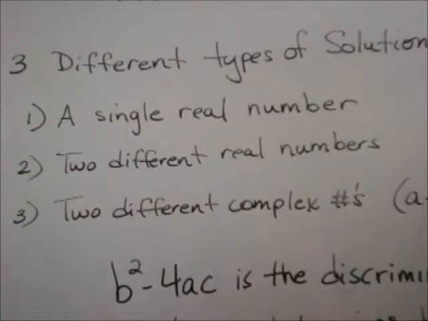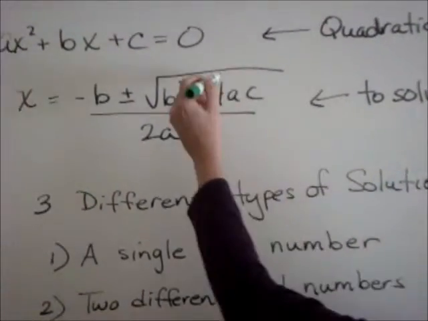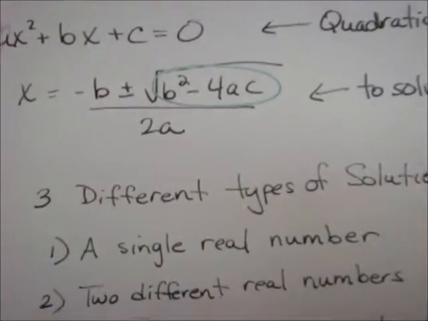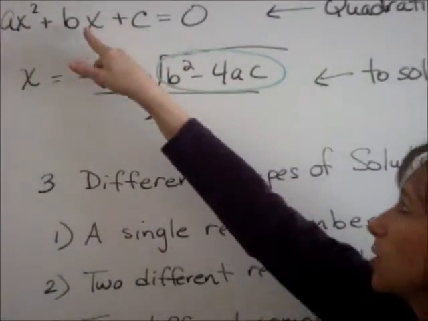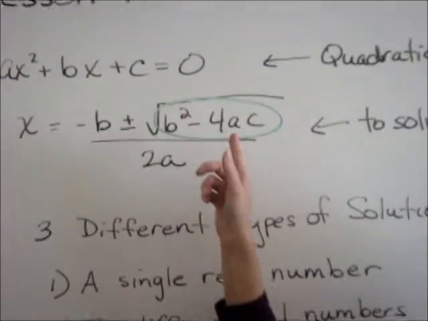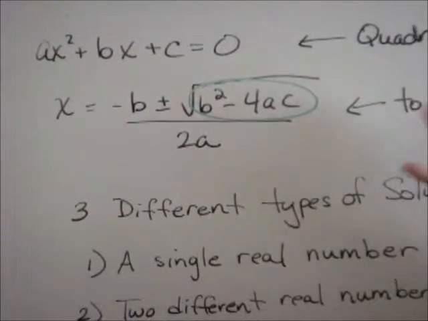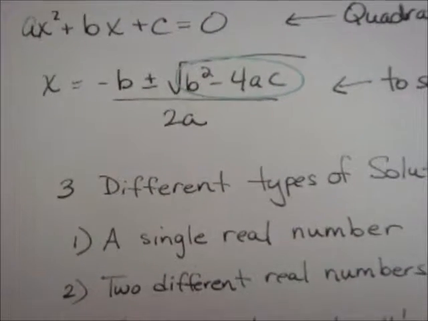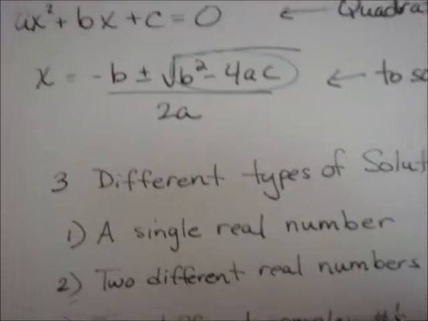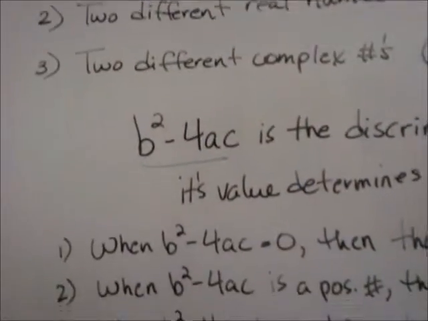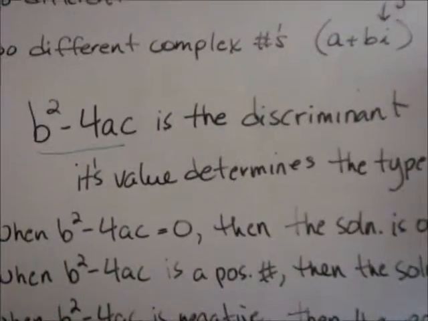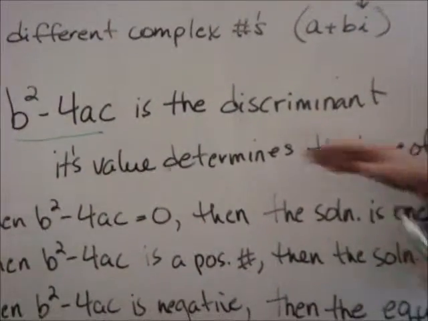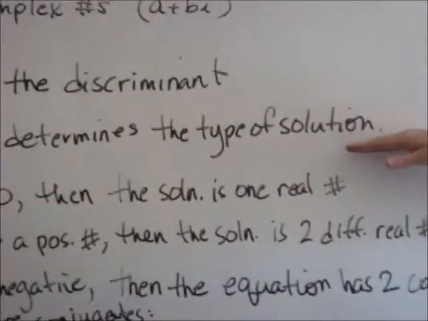Inside the quadratic formula is a thing called the discriminant. This is the discriminant right here. It's b squared minus 4ac. If we put our b in here, our a in here, and our c in here, and find out what we get, we can determine whether it's going to have a single real number, two different real numbers, or two different complex numbers. So b squared minus 4ac is the discriminant, and that's what we're going to talk about today. Its value discriminates what type of solution you're going to have. So its value is going to determine the type of solution.